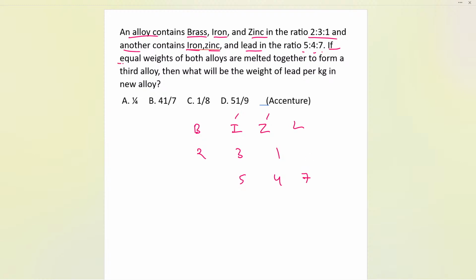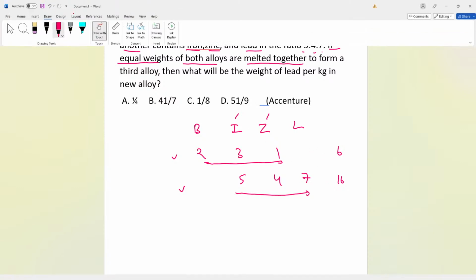Now, if equal weights of both alloys are melted together, whenever it is asking about equal weights of both of them, just check the ratio, the sum of all the ratios. It is 6 over here. Sum of all the ratios over here, it is 11 and like 16, I guess, we have it over here. So now we don't have to add over here. After basically adding, we have to consider overall, but let us now consider over here only.